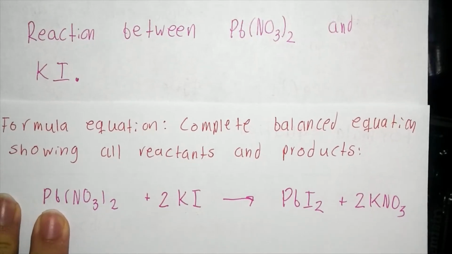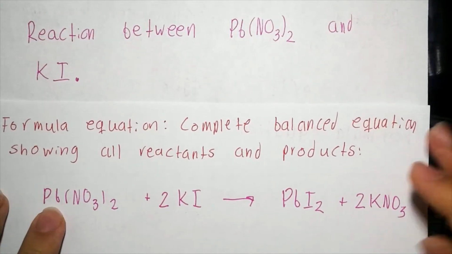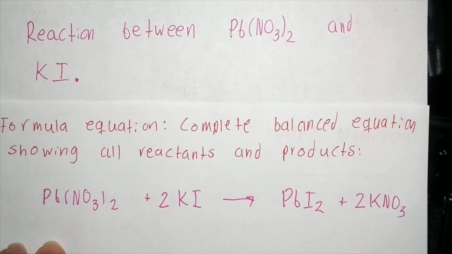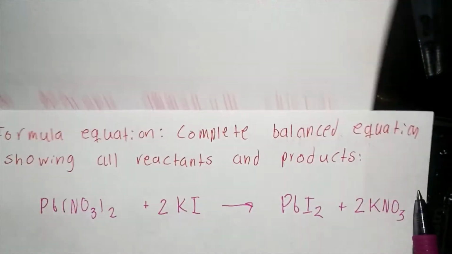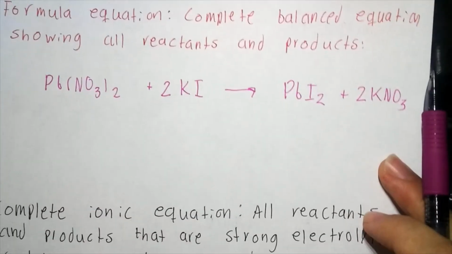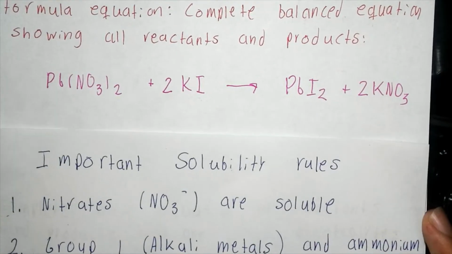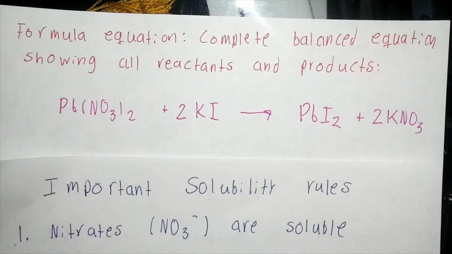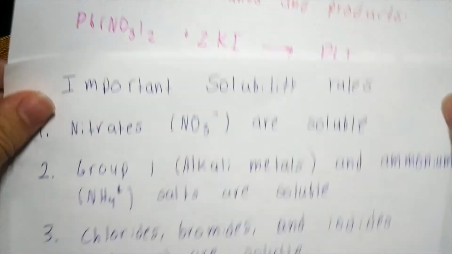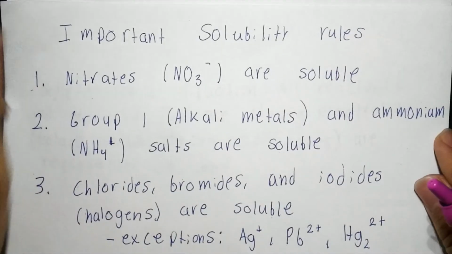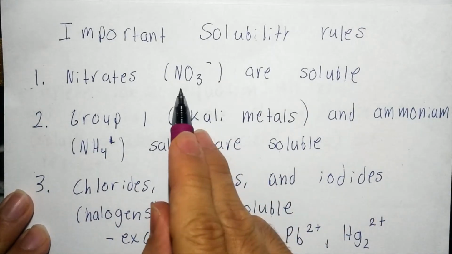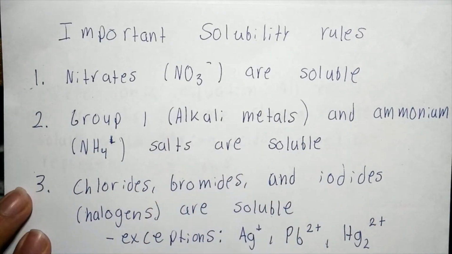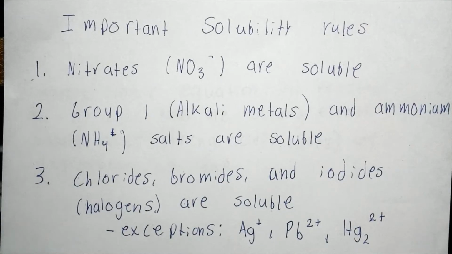The next step in a formula equation would be to simply add in our states of matter, so basically deciding if something is aqueous or a solid in our chemical reaction. For that, you're going to use the solubility rules. So they're about like 6 or 7. Sometimes they'll throw in an 8th one. But we're going to go over the 3 most important ones. The first one being all nitrates are soluble. So if you see something with an NO3 on it, you automatically put aqueous next to it. No ifs, ands, or buts.